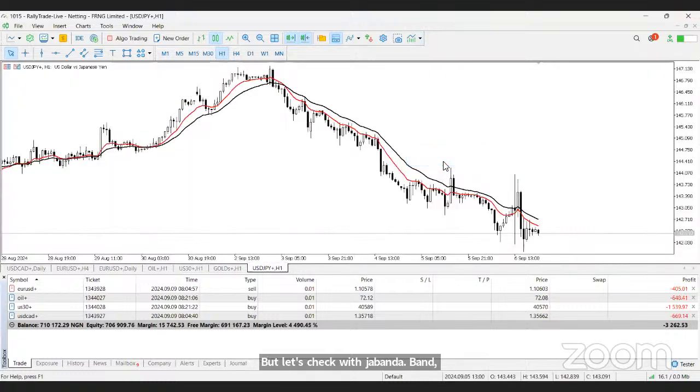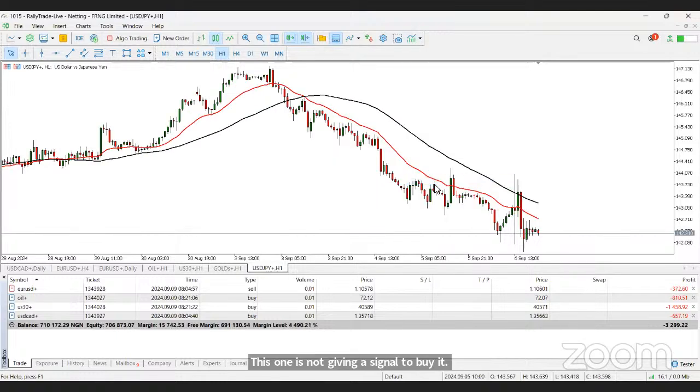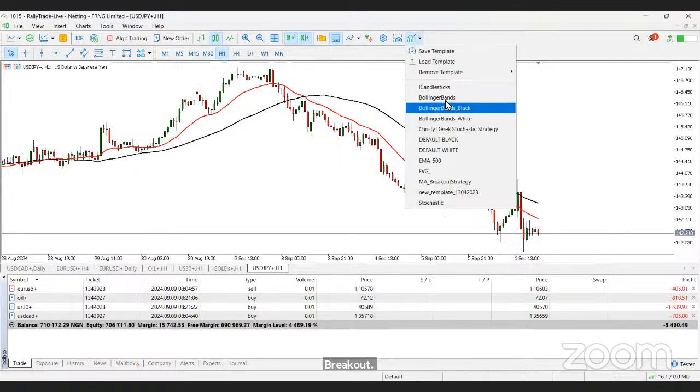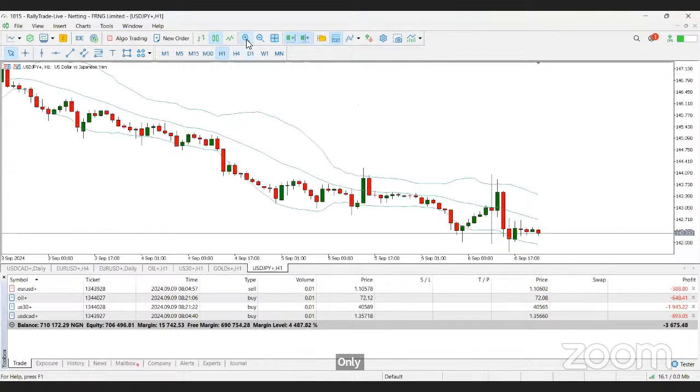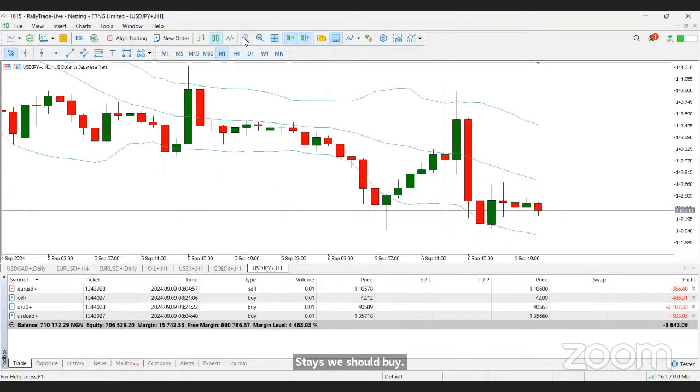Let's check with this. This one is not giving us a signal to buy yet. Let's check with breakout. It's not giving us a signal to buy yet. But only Bollinger Band says we should buy. For the rest, they're not saying the same thing.